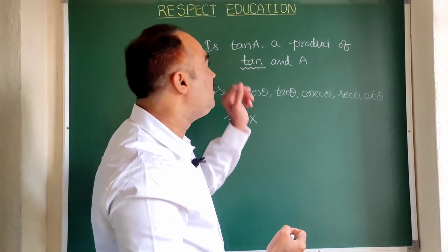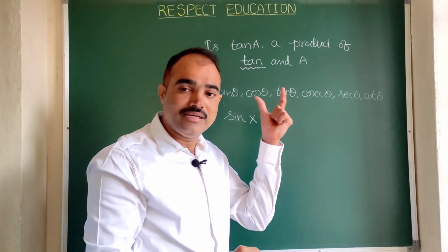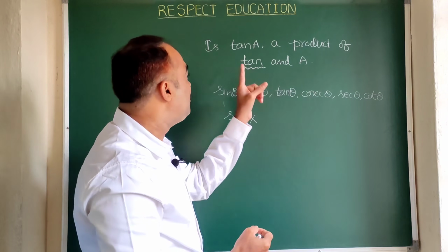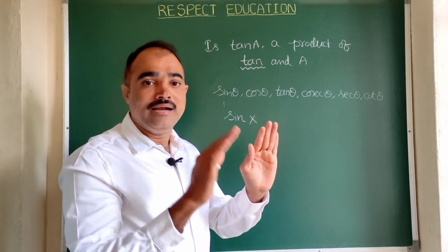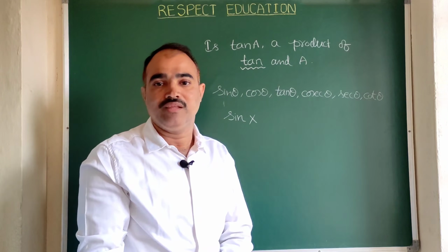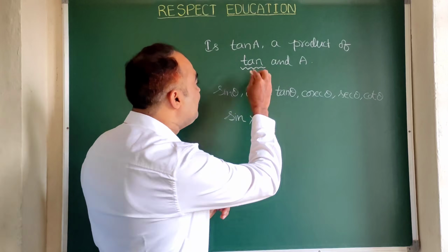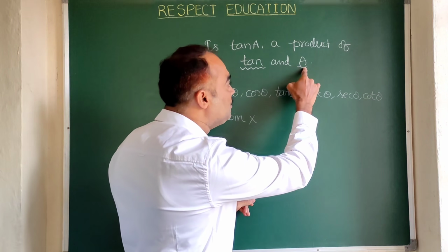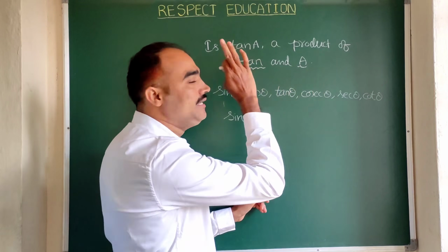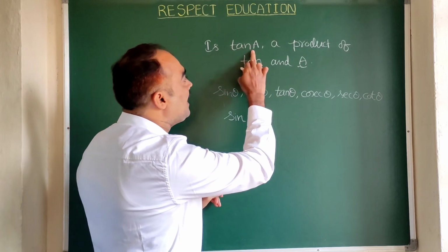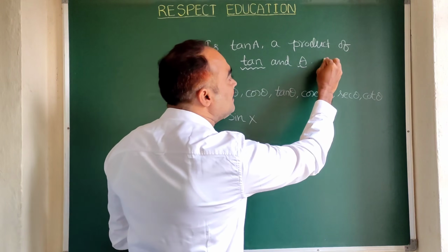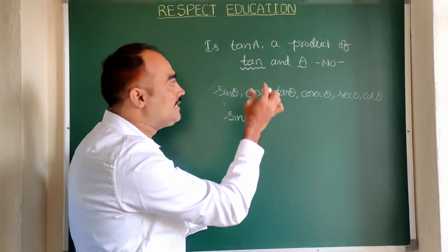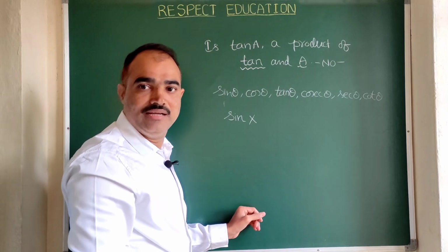Other than this, so many values are there. Not only these, which are especially in your syllabus, but other than that, so many values are there. So you do not think that tan A is simply tan into A. That is wrong. Is it clear? When do we say product? If individually they have values, then we can multiply them. Here A has a value, but tan has no value without A. That's why, is tan A a product of tan and A? The answer is no. This is not tan into A. It's a single value, it has a value. Is it clear? Yes, sir.